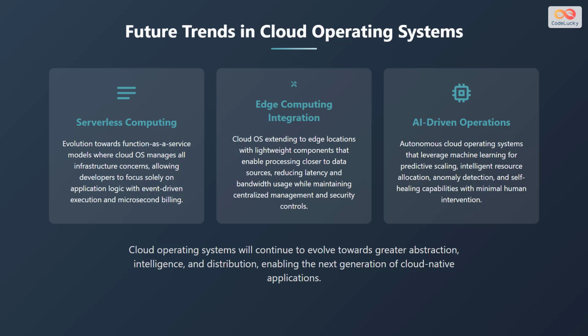The second trend is edge computing integration. This involves cloud operating systems extending to edge locations with lightweight components that enable processing closer to data sources, reducing latency and bandwidth usage, while maintaining centralized management and security controls. The third trend is artificial intelligence-driven operations, which involves autonomous cloud operating systems that leverage machine learning for predictive scaling, intelligent resource allocation, anomaly detection, and self-healing capabilities with minimal human intervention.